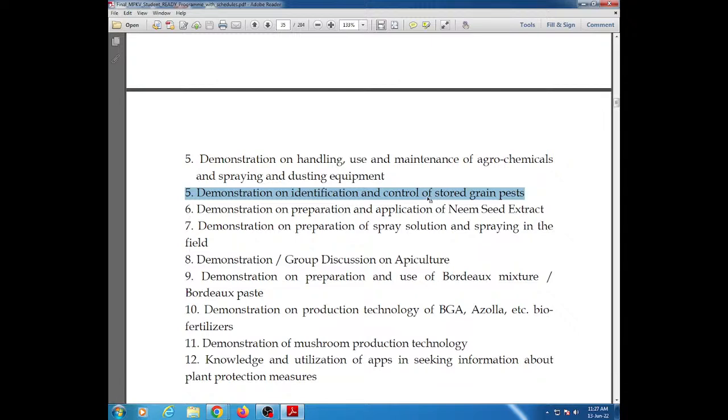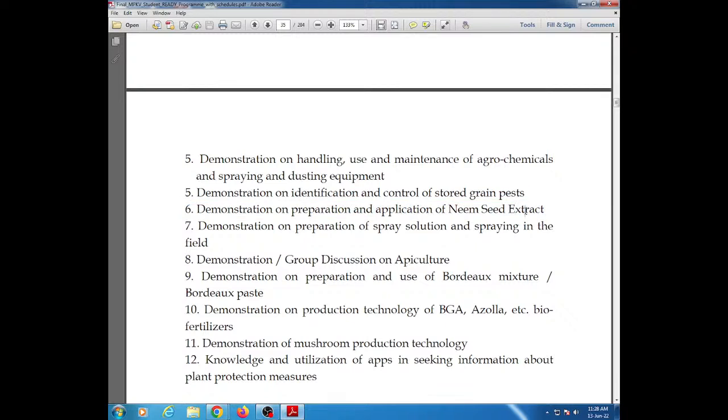Then demonstration on identification and control of storage grain pests. These storage grain pests should be shown to the farmers. Again, the damage done should also be conveyed, and how you are going to implement the control measures for these stored grain pests. The next demonstration is on preparation and application of neem seed extract or neem seed kernel extract.